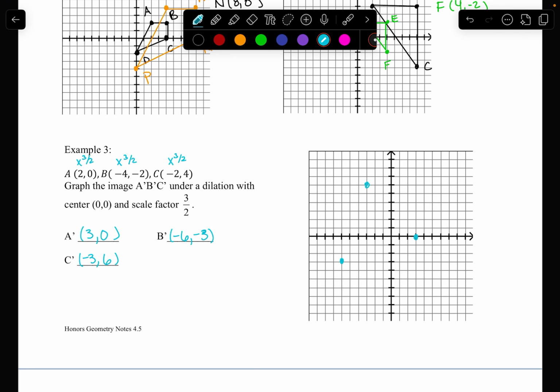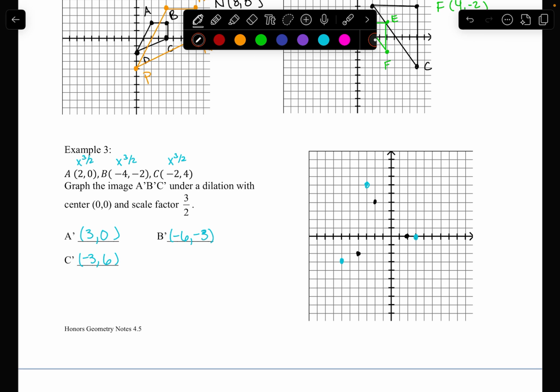That is my new triangle. My original one was at 2, 0, -4, -2, and then -2, 1, 2, 3, 4. So you can see that my new image is larger by just a little bit than my pre-image, which would make sense because 3/2 is just 1.5. So it's not getting bigger by much. It's getting bigger by a half.